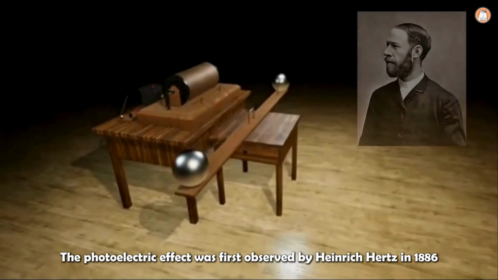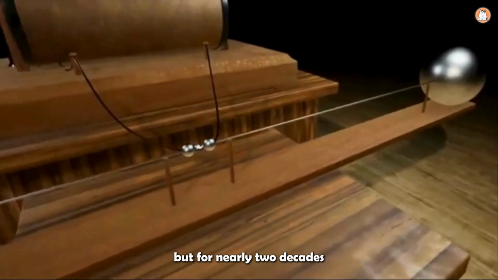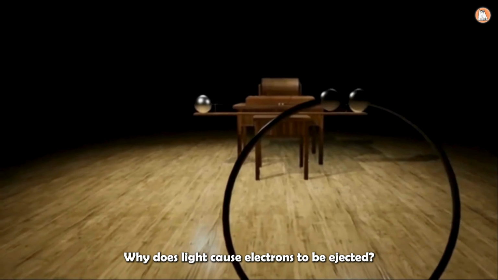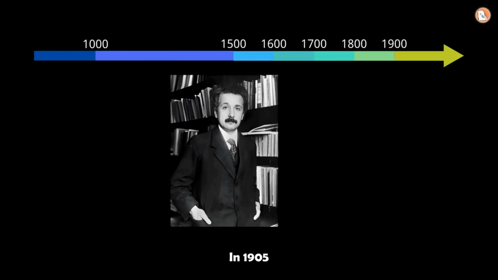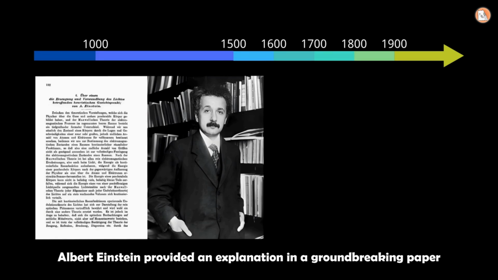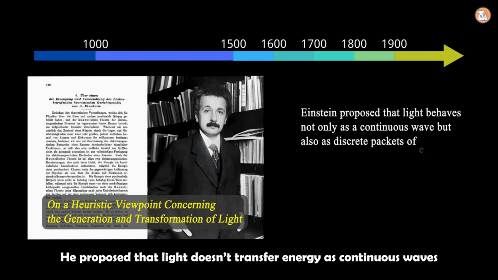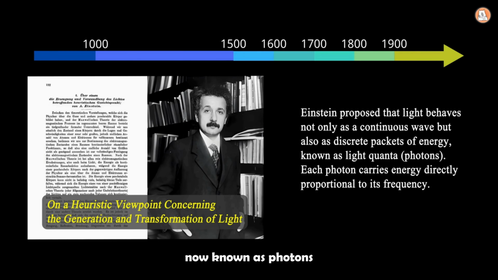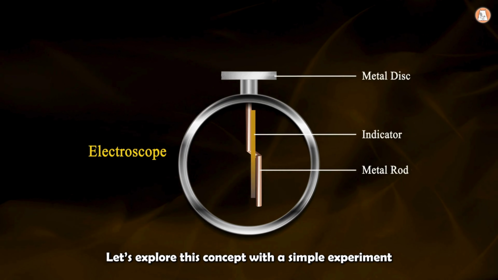The photoelectric effect was first observed by Heinrich Hertz in 1886. But for nearly 2 decades, its mechanism remained a mystery. Why does light cause electrons to be ejected? In 1905, Albert Einstein provided an explanation in a groundbreaking paper. He proposed that light doesn't transfer energy as continuous waves, but as discrete packets of energy called light quanta, now known as photons. Let's explore this concept with a simple experiment.